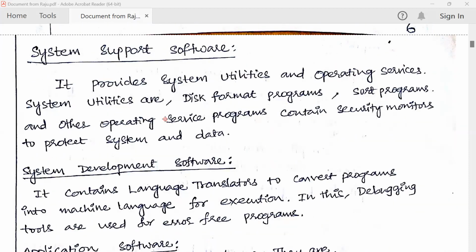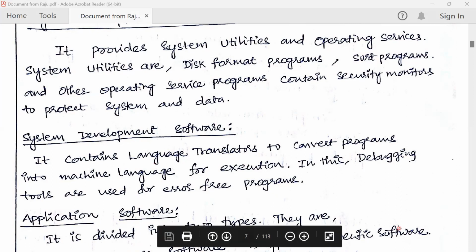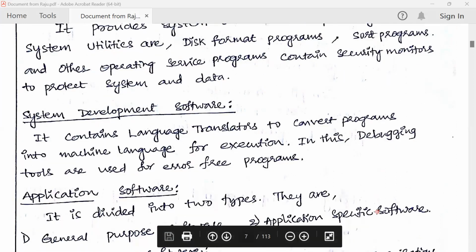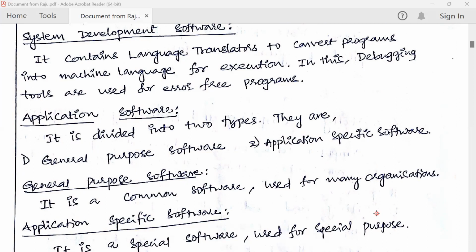The next one we have is system support. It provides the utilities and operating system services. Here system utilities are disk format programs, sort programs, and other operating system programs. Now system development software. It contains the language translators to convert programs into machine language for execution. In this, debugging tools are used to produce error-free programs.